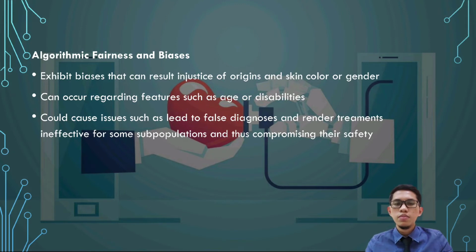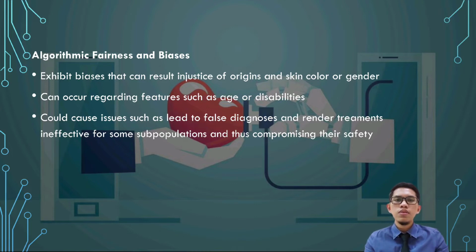Second is algorithmic fairness and biases. Algorithms can exhibit biases that can result in injustice with regard to ethnic origin, skin color or gender. Biases can also occur regarding other features such as age and disabilities.